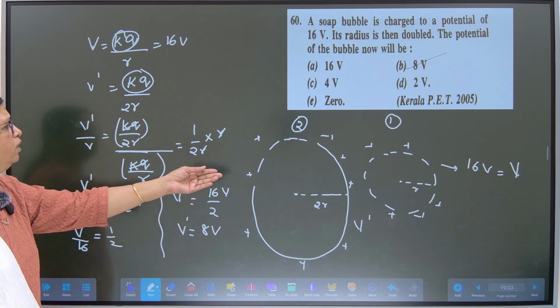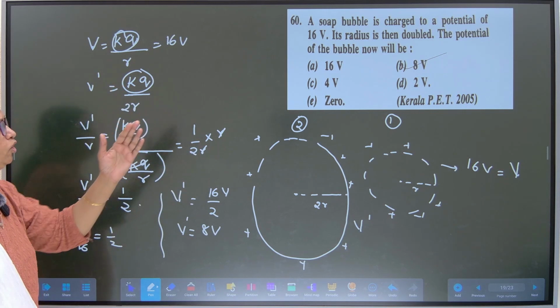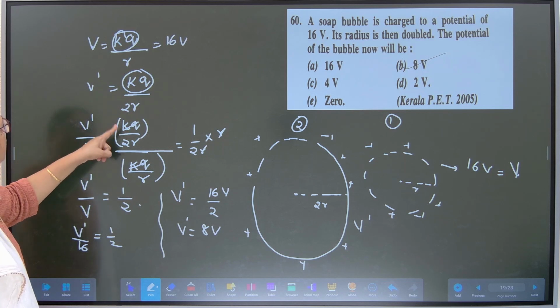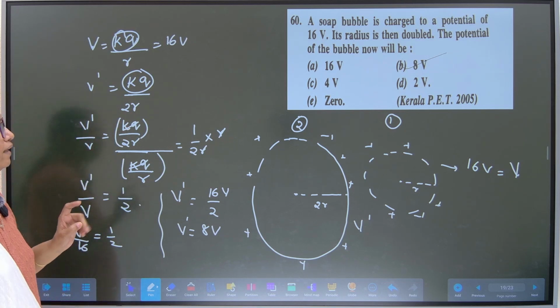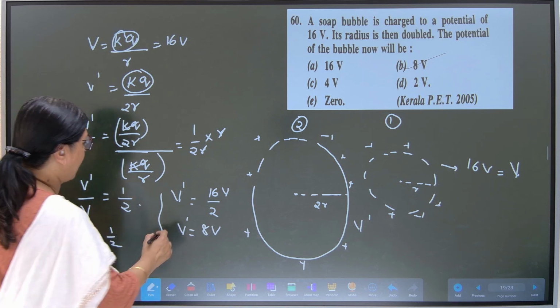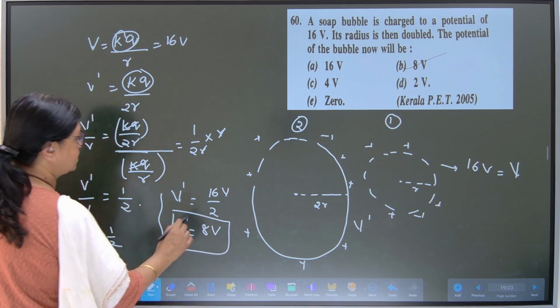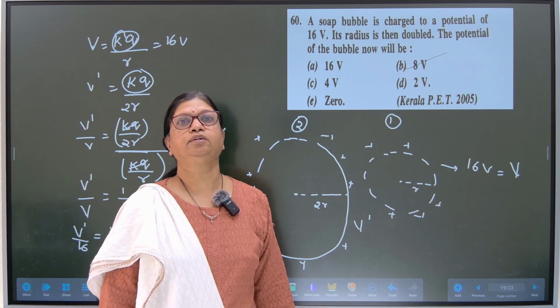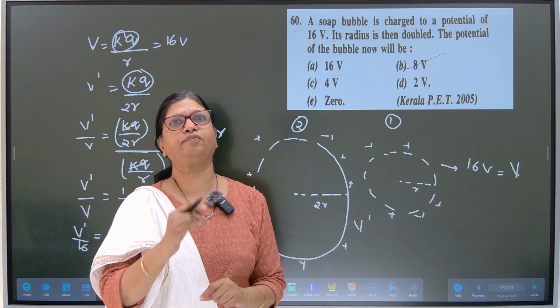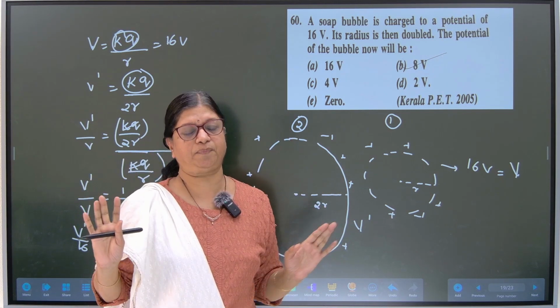They are asking you for the potential for the new bubble. So V dash upon V. V dash I substituted here, V I substituted here. Whatever maths I could do, I did. And what is my answer? V dash is equal to 8V, which is one of the choices. Followed?